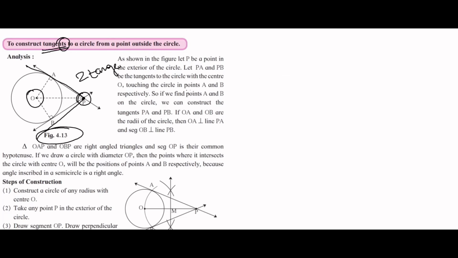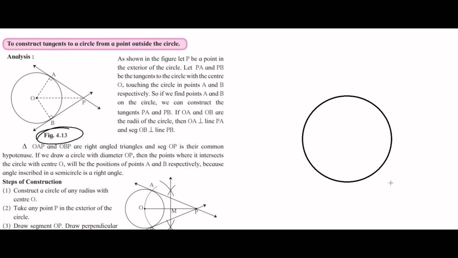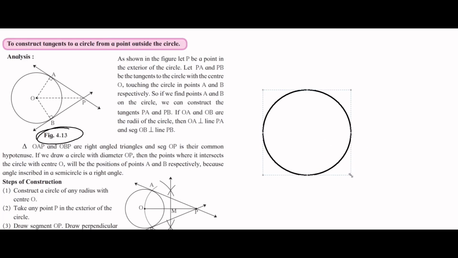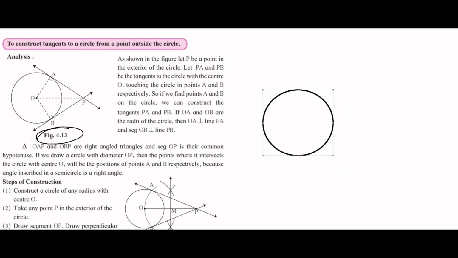The construction and the explanation, all the part is given over here. You can just read it. I'll show you how to construct. Okay, so just draw a circle of any radius. We will just make it small. Okay, now this will be your O. Let us take this as O. This is the center of the circle.